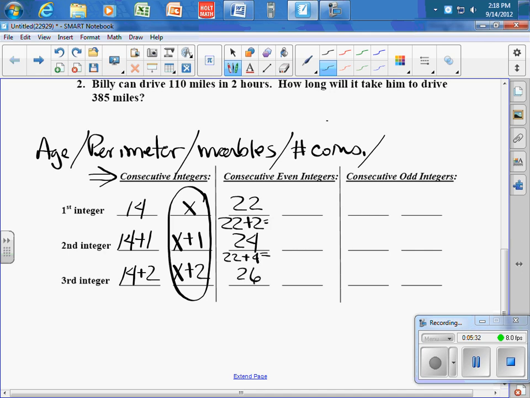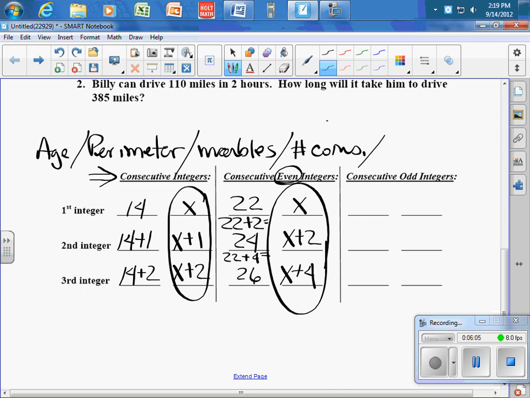Well, let's say I don't know what that first even integer is, but I do know it's even. No matter where it is on the number line, if I have some arbitrary integer x, in order to get to the next one, I would have to add 2 to it, and to the one after that, I would have to add 4. And this is how we're going to set up our consecutive even integers. The next thing we would be talking about is consecutive odd integers.